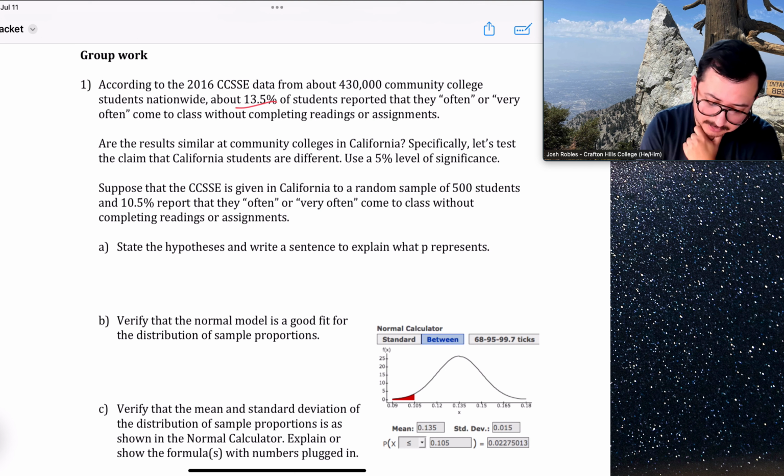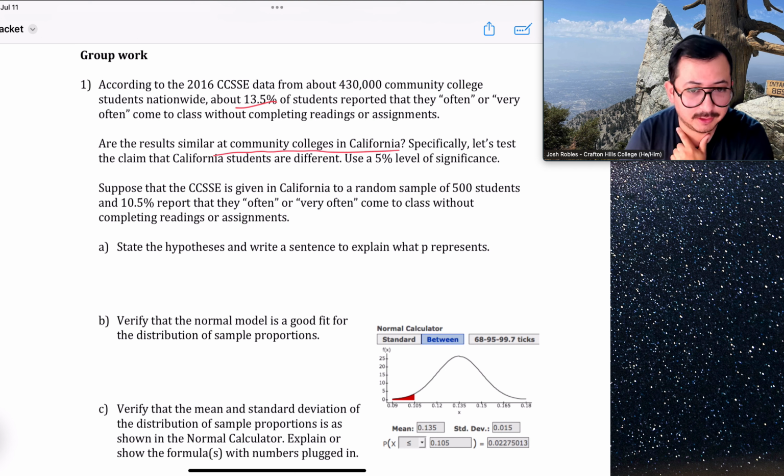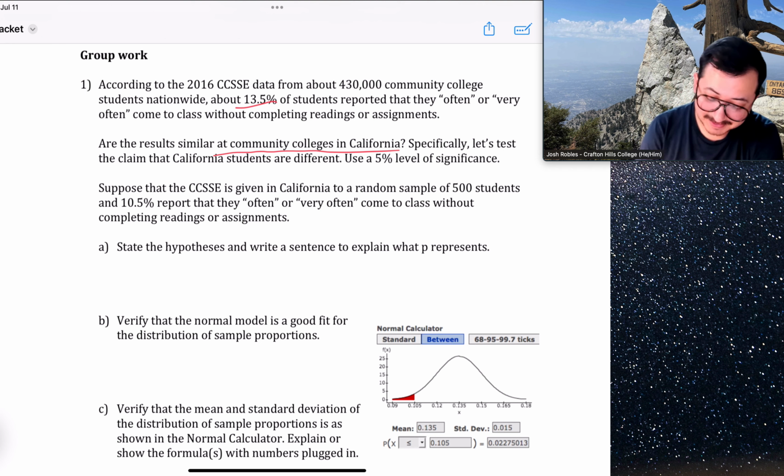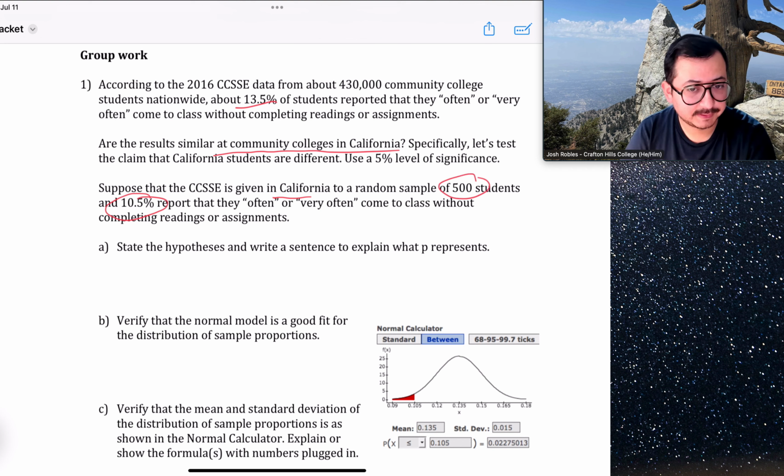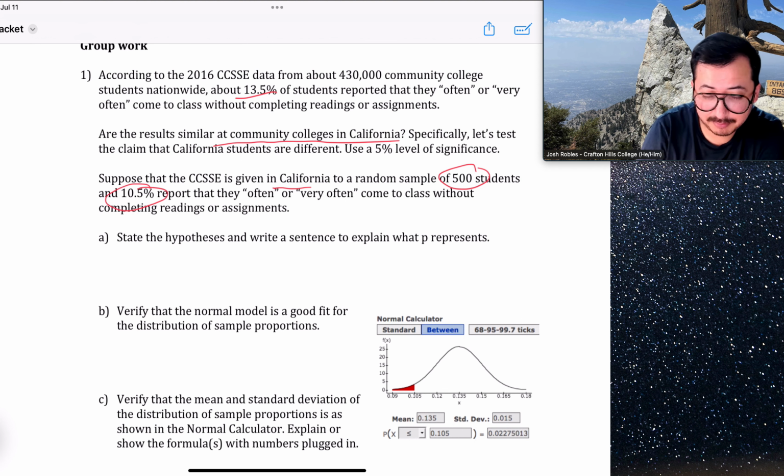Are these results similar at community colleges in California? I wonder why we're testing that. So let's see. We test California community college students, 10.5%. We tested 500. So less. So do we want to test less or do we want to test different? Those are both options. We would never test greater here because the results are not greater. Okay, so you can take a guess by what we just learned. We're going to test that they are different. So state the hypotheses.